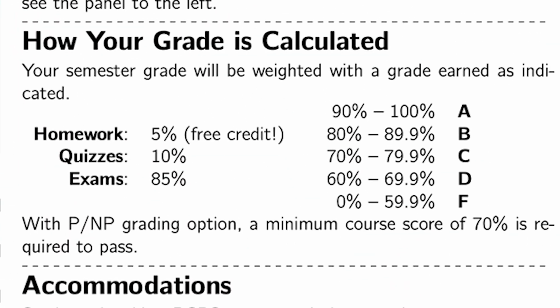So what goes into your final grade? Well, it's 5% for homework, which is free credit for everyone on the good faith assumption that you're actually completing it. It's 10% for the quizzes after dropping your lowest 2 quizzes. And it's 85% for the exams after dropping your lowest from among exams 1, 2, or 3.